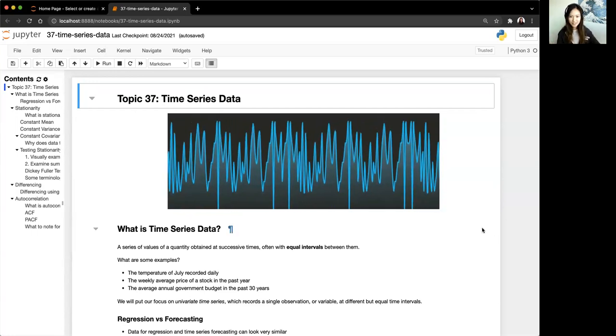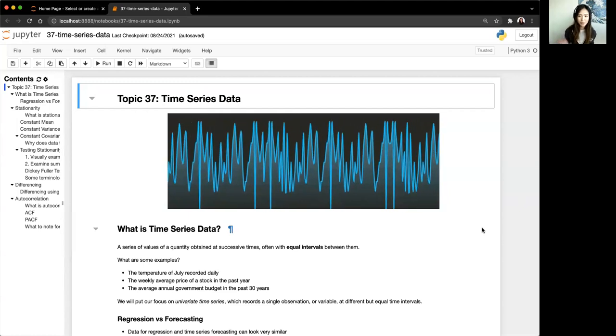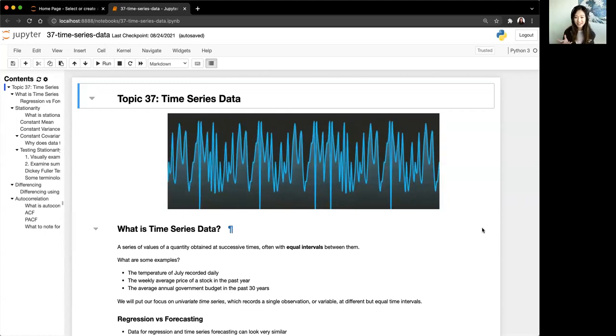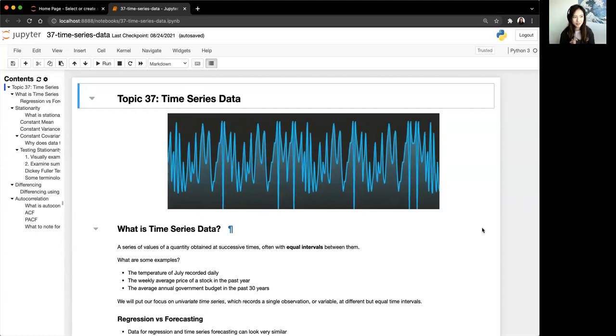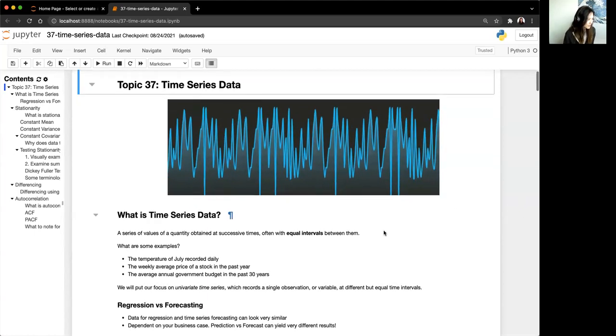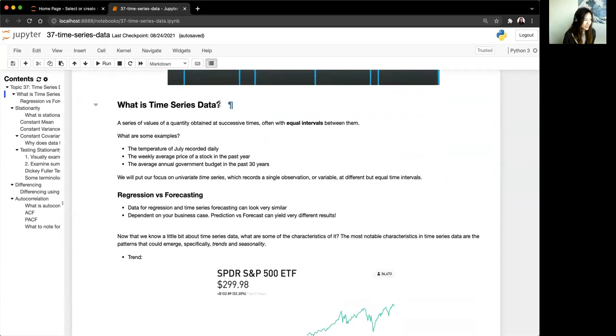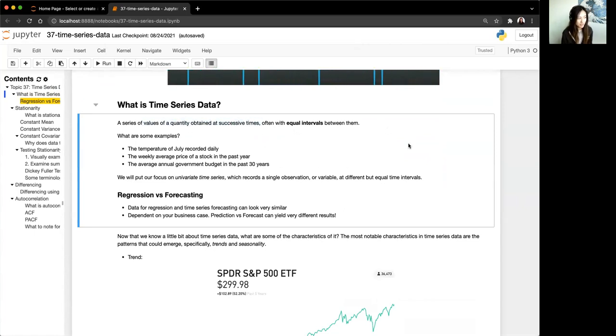All right, so to get started, again, today we're just talking about time series data and time series EDA, because time series EDA is actually a pretty important component. So yeah, we'll get into that. So first, what is time series data? Time series data is specifically data that has been obtained at successive times, often with equal intervals between them.